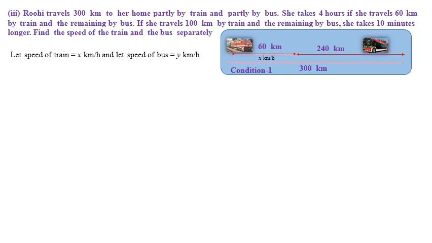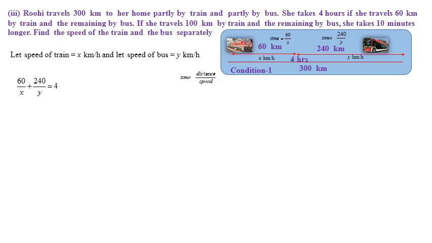So let us take the speed as x km per hour for the train and y km per hour for the bus. We have the distance and the speed, so we can go for time calculation, that is time is equal to distance divided by speed. Time taken by train is 60 by x. Time taken by bus is 240 by y. So the total time taken for the travel is 4 hours. When you add these two together, you will get 4 hours. First condition.